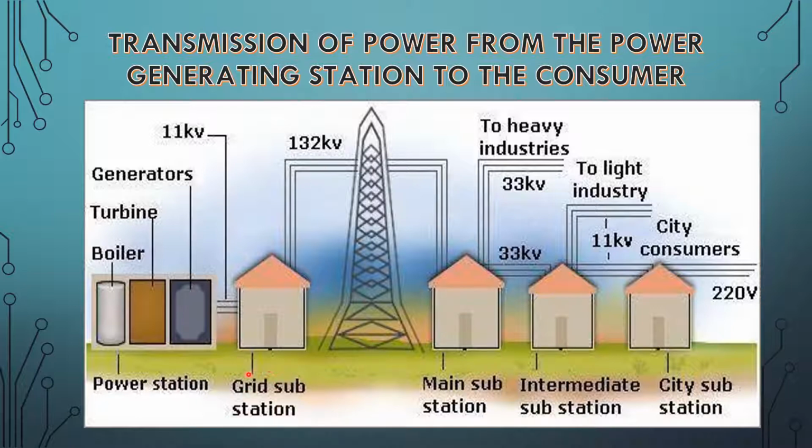At the grid substation, its voltage is further reduced from 132 kilovolt to 33 kilovolt before it is sent to the main substation. Here its voltage is further reduced to 11 kilovolt. Once reduced, the power is supplied to the city substation where its voltage is further reduced to 220 volt before it is supplied to the consumer.